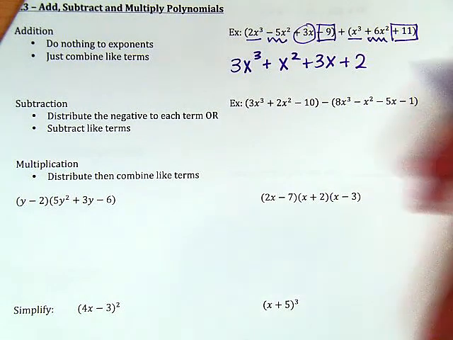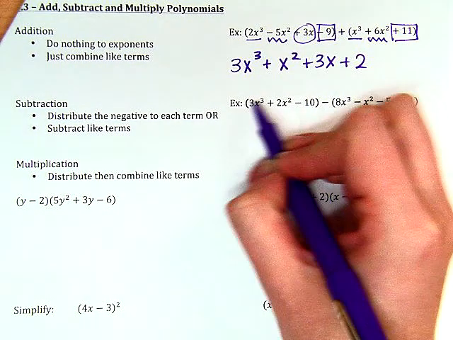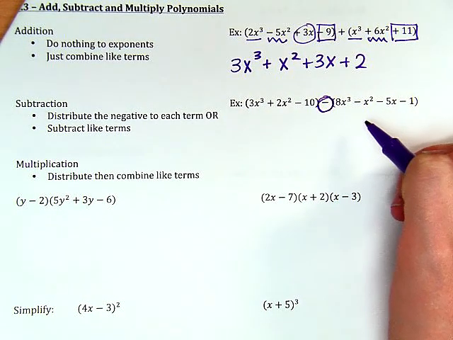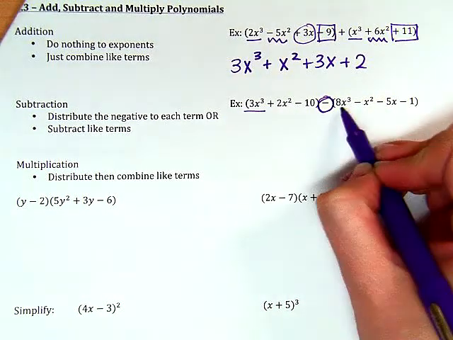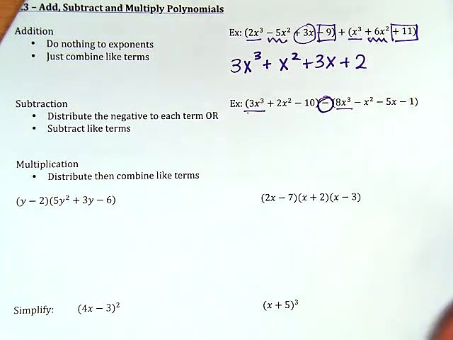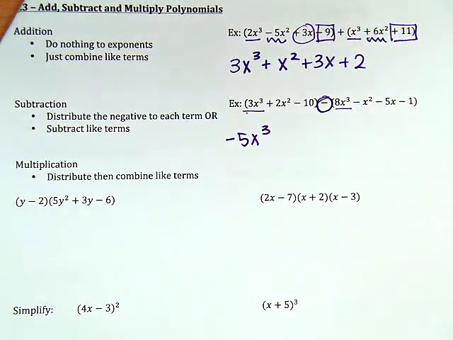Subtraction, you have two options here. You can distribute this negative into everything, or just subtract and make sure to remember this negative. So that's what I'm going to do. So I got 3x squared and 8x, or x cubed and 8x cubed. So 3x cubed minus 8x cubed becomes negative 5x cubed.